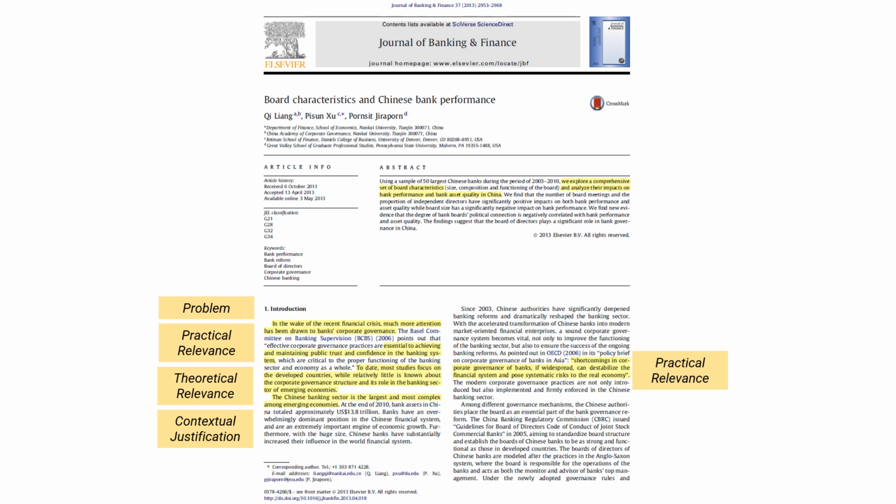Specifically, with regard to practical relevance, they refer to the 2008 financial crisis and the severe consequences that poor management of individual banks can have on the global financial system. With regard to theoretical relevance, they point out that existing studies primarily focus on the management of banks in developed countries, not in emerging markets like China. Similarly to the previous example we showed you, they also justify the research context, noting that the Chinese banking sector is particularly well suited for analyzing the research problem because it is one of the largest and most complex banking systems among emerging markets.